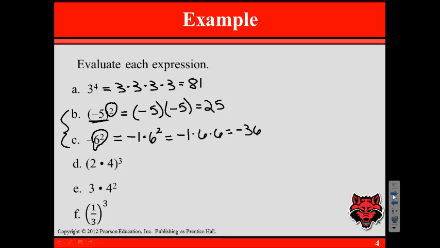Make sure you're careful to recognize when you do have parentheses with a negative base, and when you do not have parentheses, where you will not have a negative base. Instead, you will have a negative 1 times an expression.